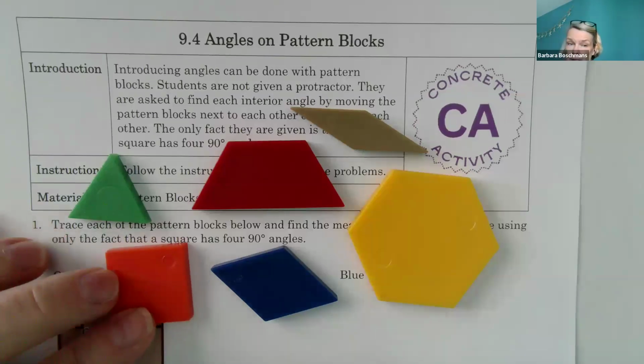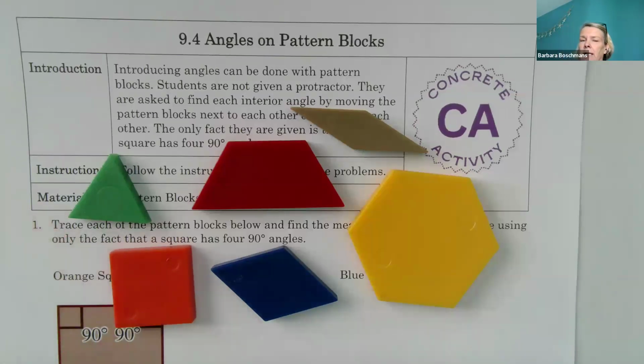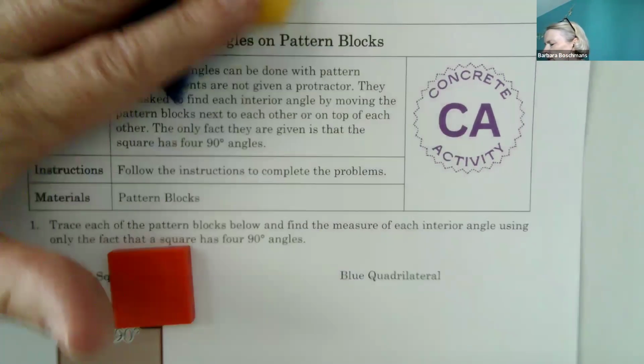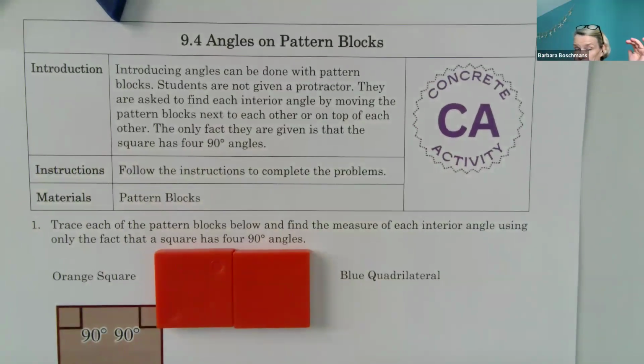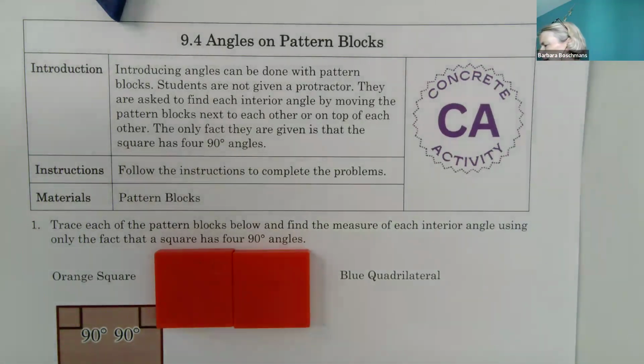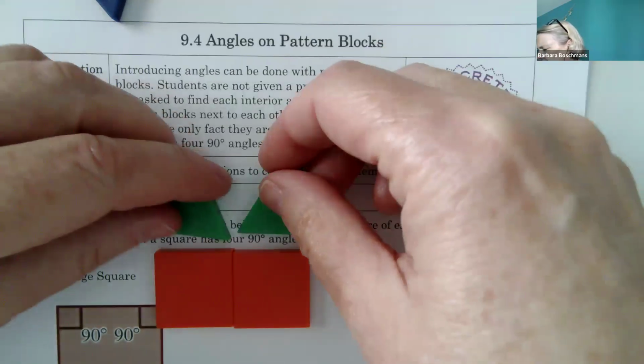So, for example, a square, by definition, is a polygon that has equal sides and 4 90-degree angles. If I put those 2 squares together, I make a straight line. 2 angles combined, 90 plus 90, is 180 degrees. So that's an important one to realize, because what we can do, for example, for the triangle, is I am going to line up 3 triangles.